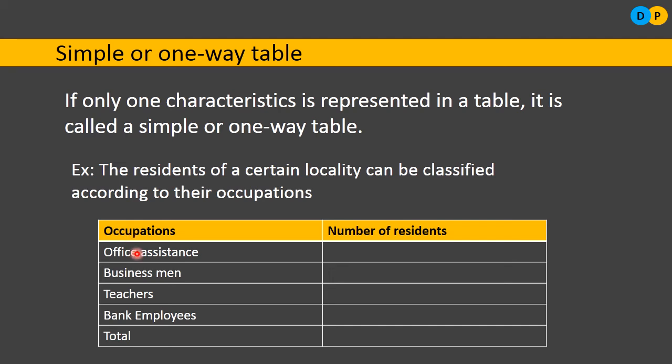Some of them may be office assistants, some of them may be businessmen, teachers, bank employees. So we will be writing their number of residents, and also finally we will be finding their total. So this is a simple one-way classification. This is referred to as a one-way table.